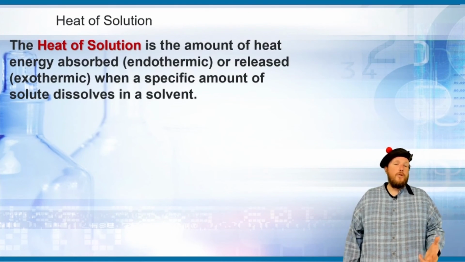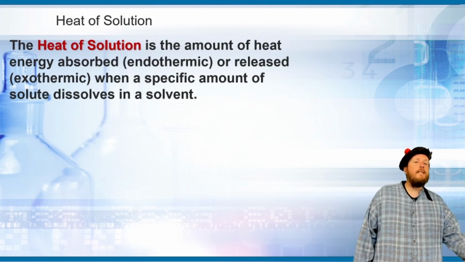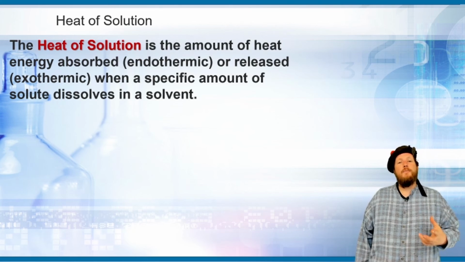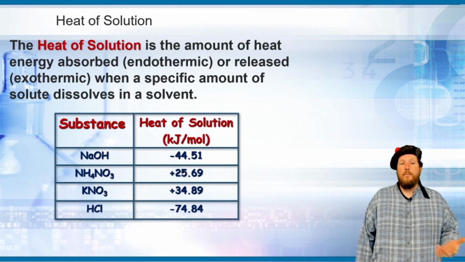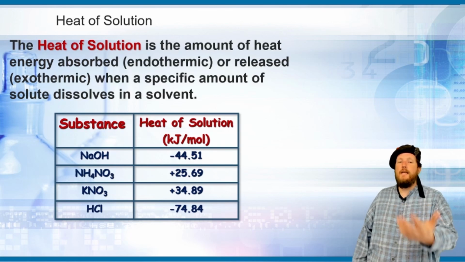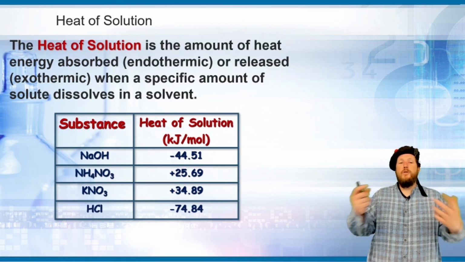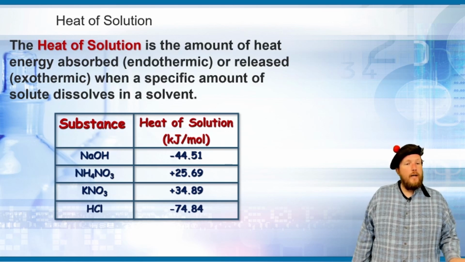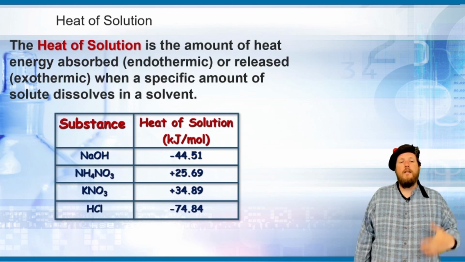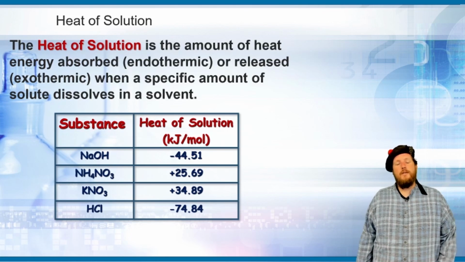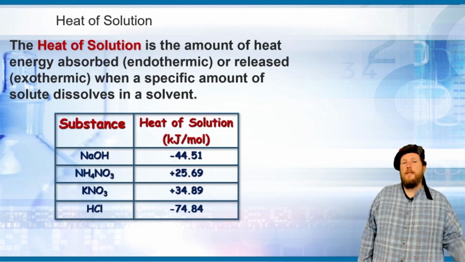So the heat of solution is the amount of heat energy absorbed, endothermic, or released, exothermic, when a specific amount of solute dissolves in a solvent. So, for example, sodium hydroxide has a heat of solution that is negative, which means it is exothermic. It produces heat. Ammonium nitrate, NH4NO3, absorbs heat. It draws heat into itself. Potassium nitrate draws heat into itself. And hydrochloric acid, HCl, when it dissolves in water, produces heat as well.